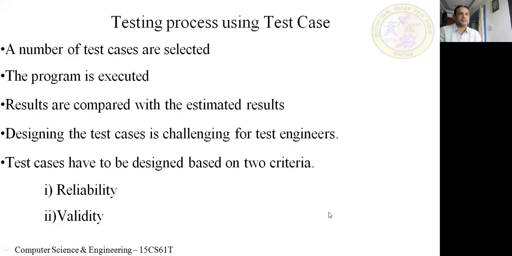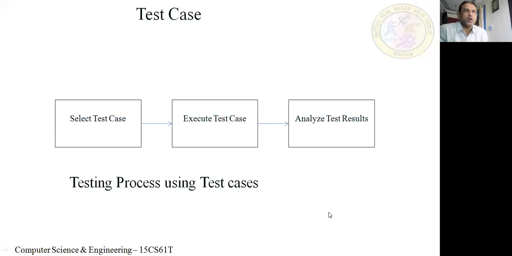Next, let's see how to run the test case. Select a particular test case, execute the test case, and analyze the test result. We call this the testing process using test cases. Like I told you for the triangle program, select all the correct values, execute it, and test it.